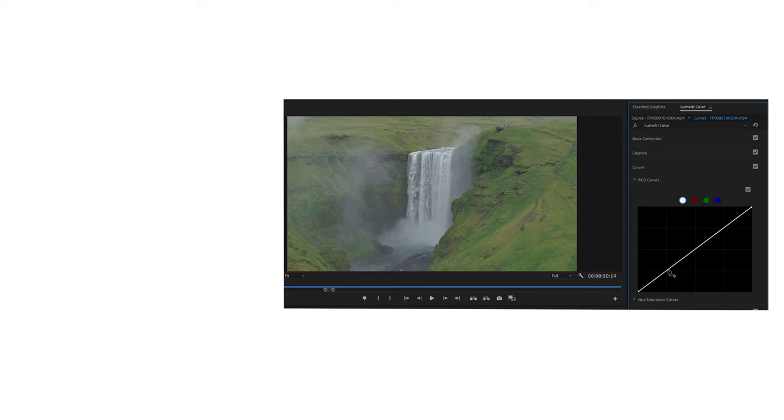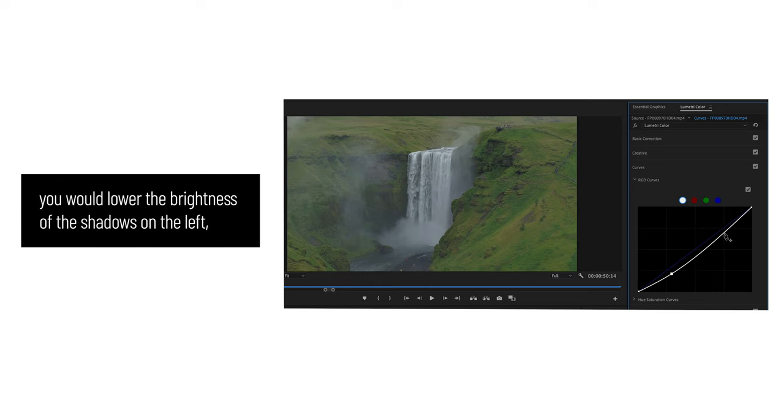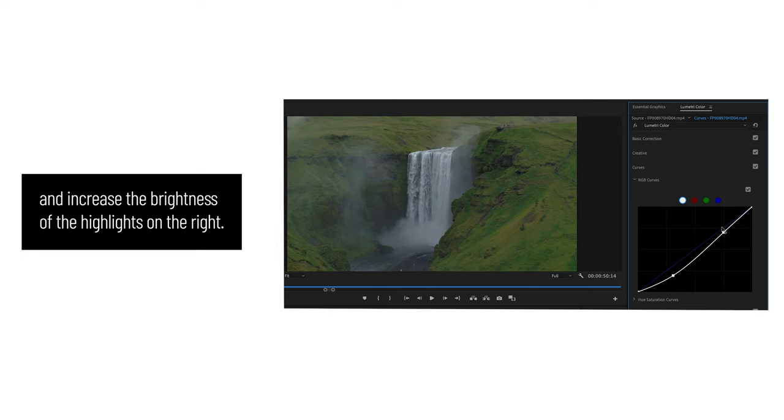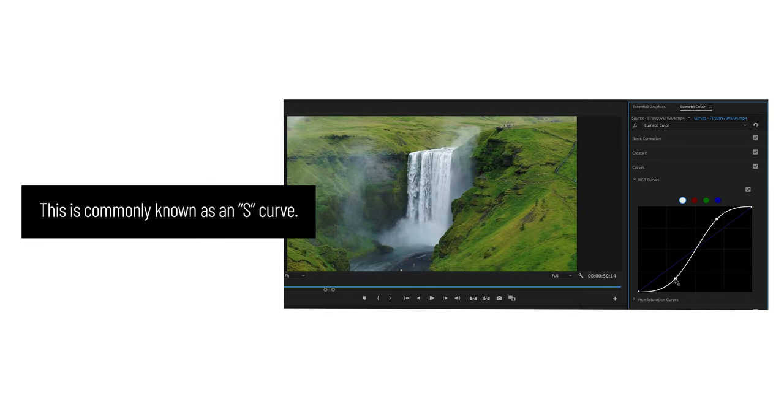The most common version of this graph is a basic contrast adjustment. To increase contrast, you would lower the brightness of the shadows on the left and increase the brightness of the highlights on the right. This is commonly known as an S-curve.